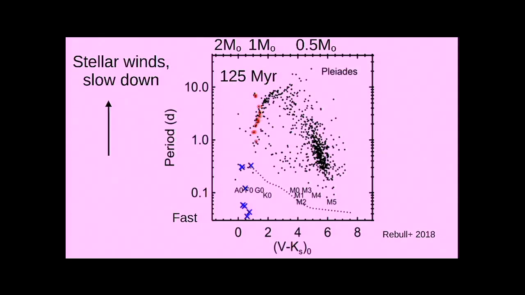And then you can take another step forward in time to another open cluster, and you find that now the stars have started to spin down. Now, they haven't gotten larger again, so that's not a structural change. That's some sort of other physical change that's happening. And what we think is happening is that angular momentum is being lost in a wind in these stars.